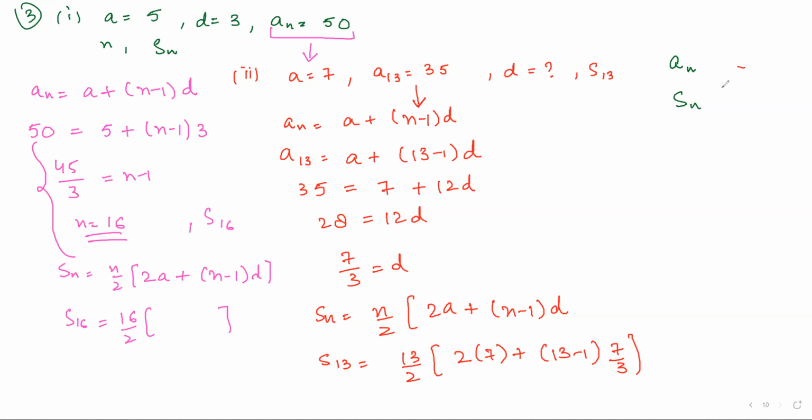Third part now. Now A is also not given. So in this part D is given. A is not given but D is given. So it is again similar kind of problem. Now D is 3, right? A you don't know. S12 you have to find, right? Again you start with the AN formula. So AN is A plus N minus 1 into D, right?